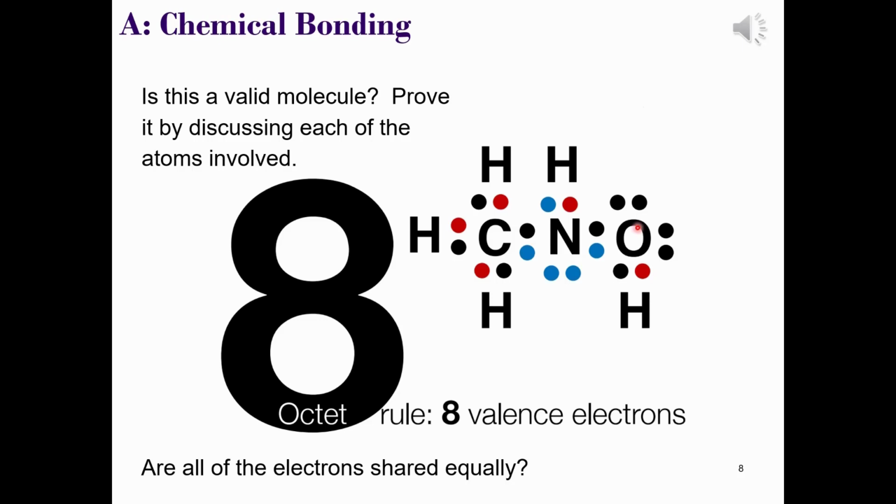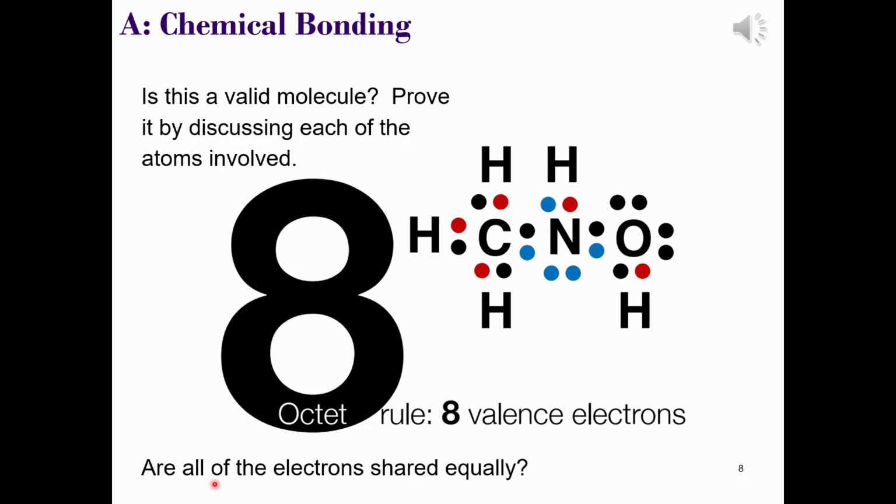So the oxygen has 6 valence electrons. There are 6 black dots representing those valence electrons, and 1 red dot represents the electron pair being shared with the hydrogen, and 1 blue dot represents a shared pair of electrons with the nitrogen. So therefore, every atom within this molecule satisfies either the duet or the octet rule.